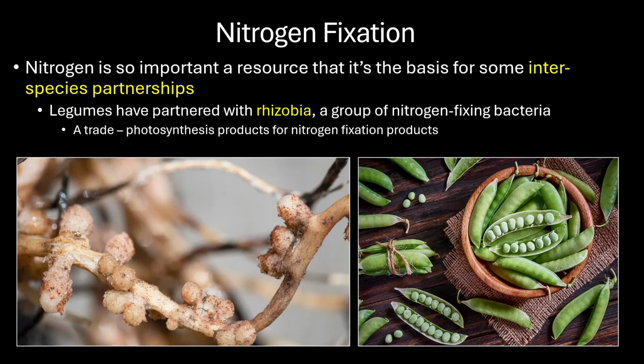So the plant desperately needs a constant supply of nitrogen. The bacteria need a constant supply of carbon, especially in sugar form. And because they have what each other needs, they can exchange that, and they both benefit from it, right? So it's a really interesting partnership.